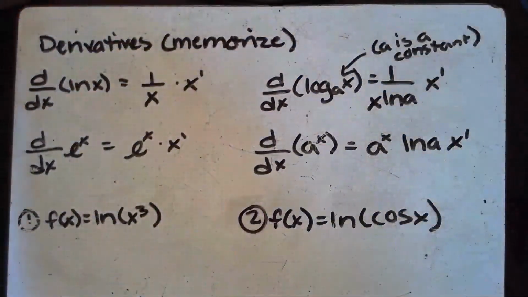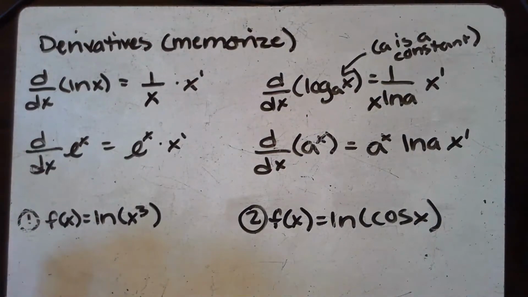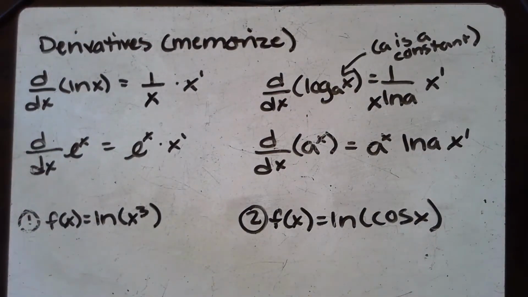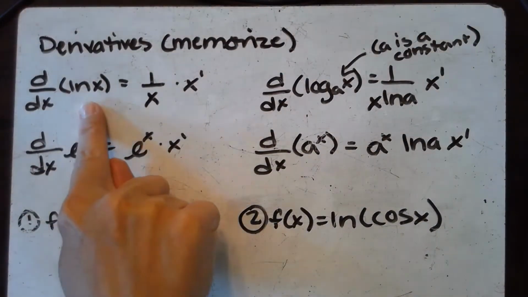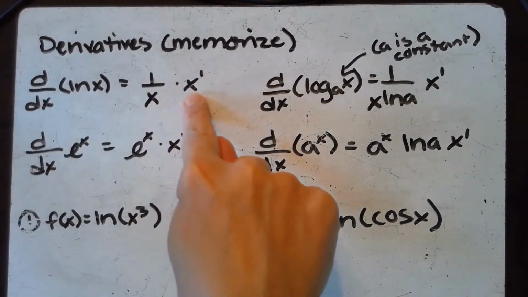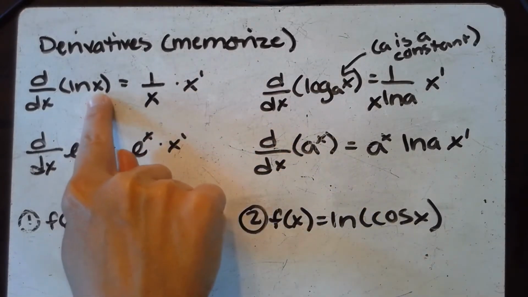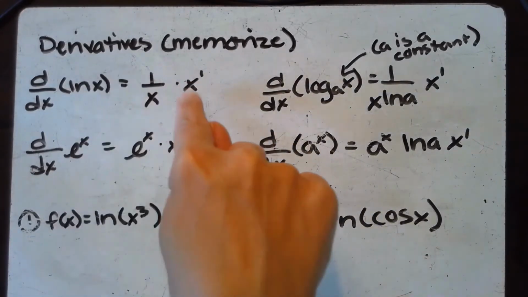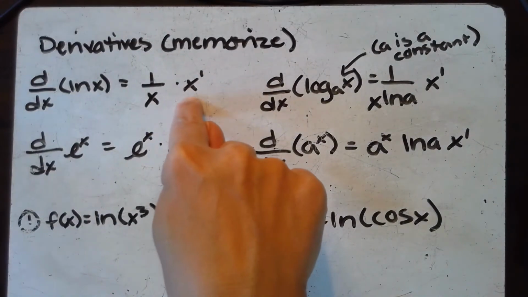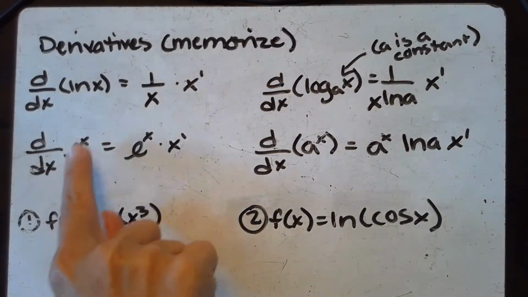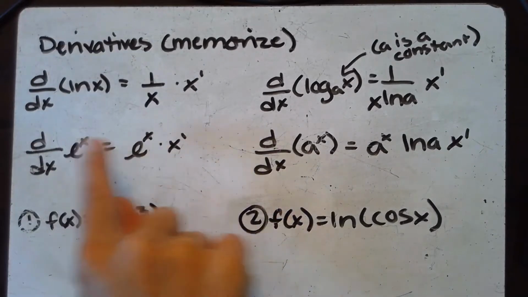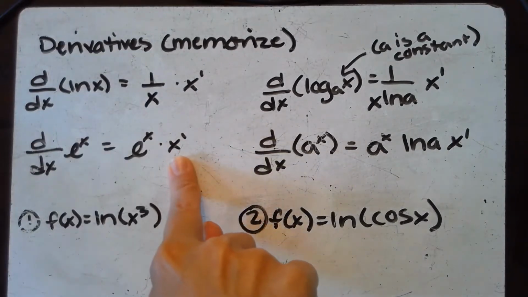Now, I want you to write these derivatives down. All right, you need to have them memorized. The derivative of ln of x is 1 over x, then times the derivative of the inside, if it's not just x. Say if it's like 2x, it's going to be times the derivative of 2x, which would be 2. All right, the derivative of e to the x is e to the x, and then times whatever the derivative of that exponent is.